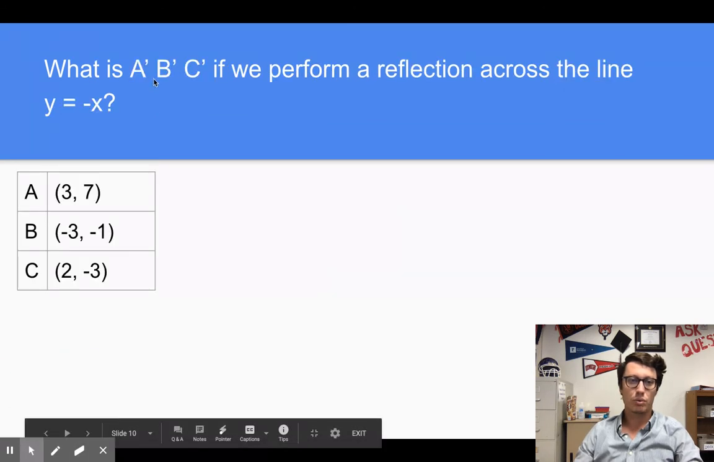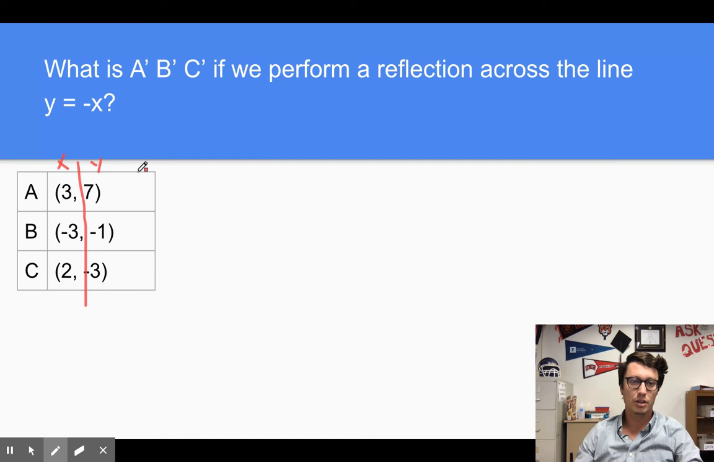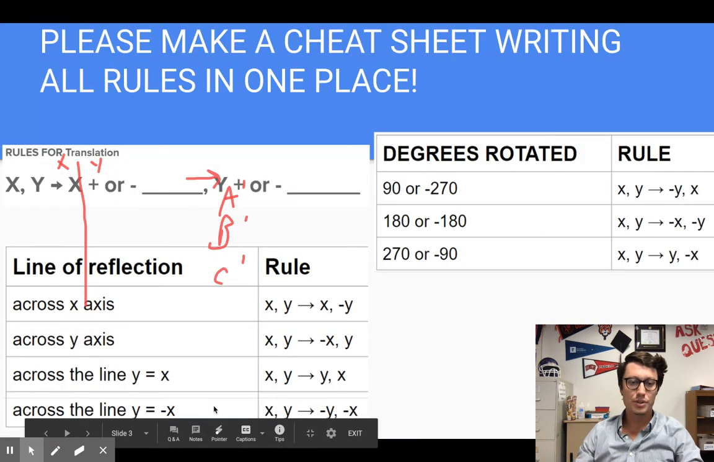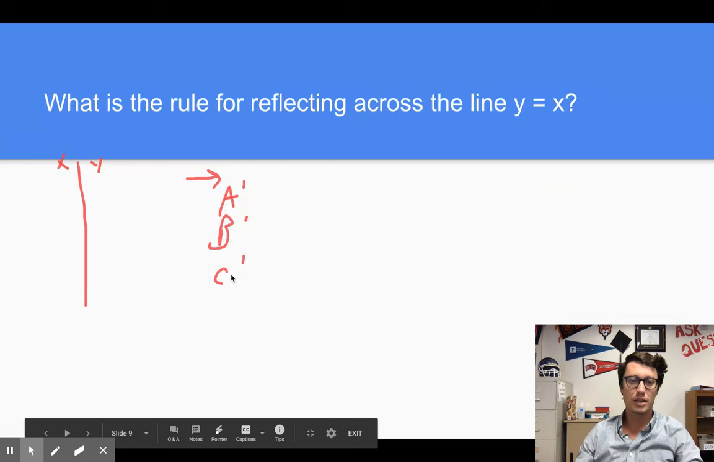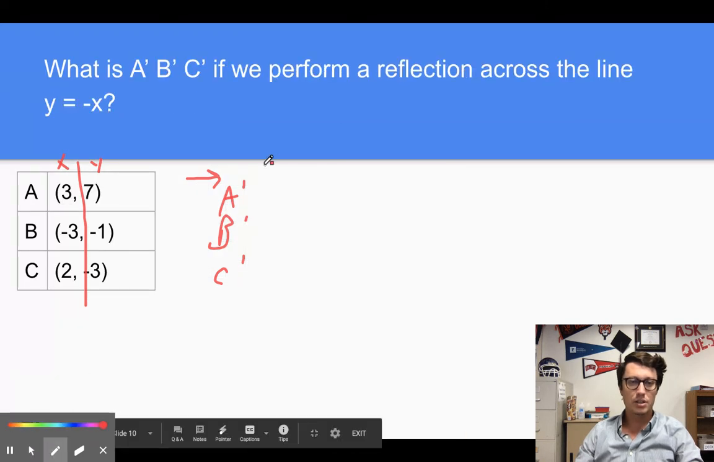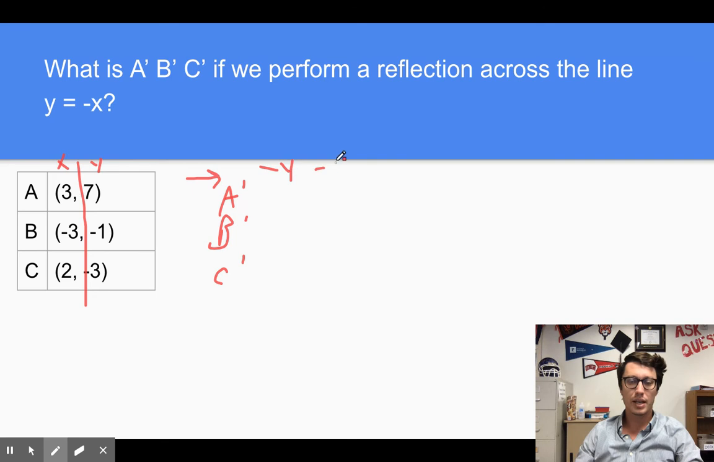Okay, what is A prime, B prime, C prime if we perform a reflection across the line y equals negative x? So again, you can make our t-chart. These are our x numbers. These are our y numbers. And if we're reflecting across the line y equals negative x, we're going to have A prime, B prime, C prime. What is the rule? Okay, go back and see what the rule is. If we're reflecting across the line y equals negative x, (x, y) changes to (negative y, negative x). So it changes to negative y, negative x.